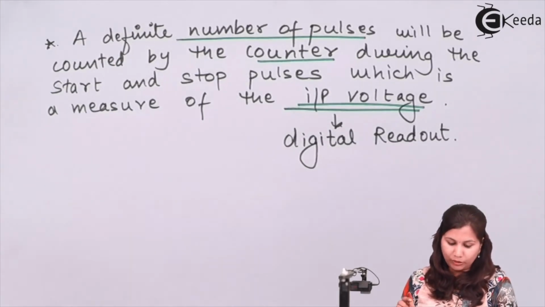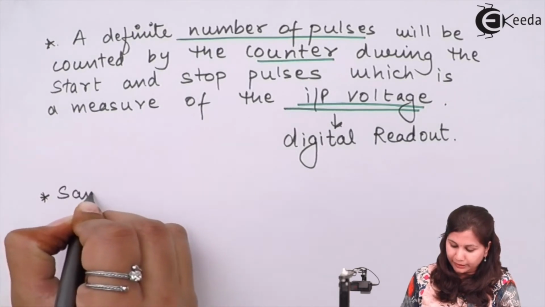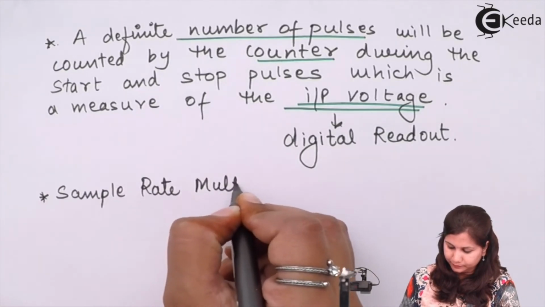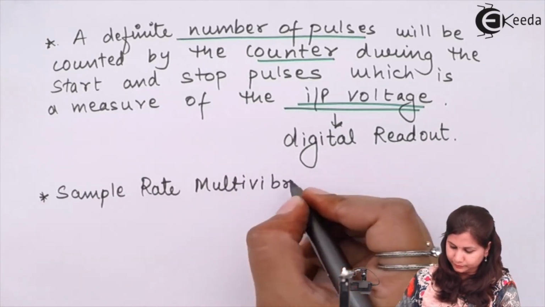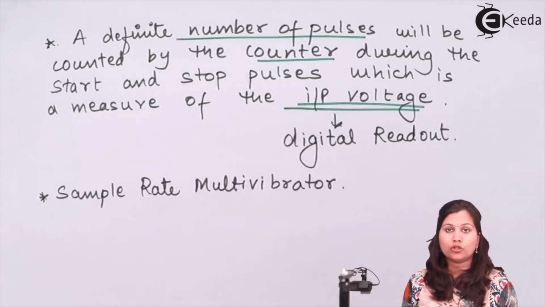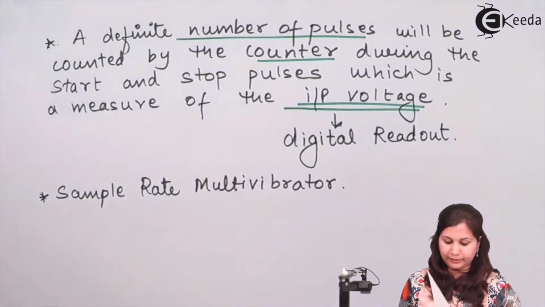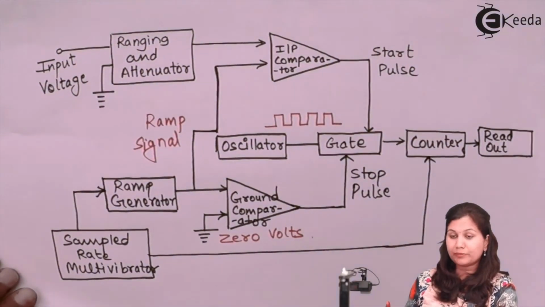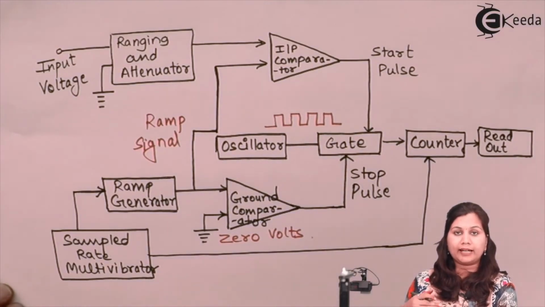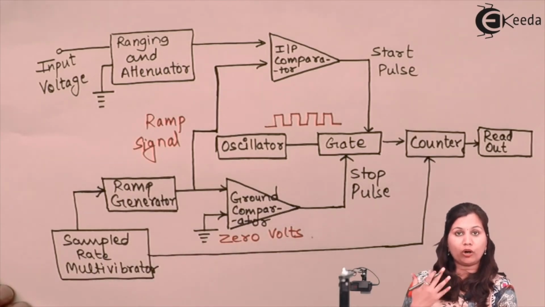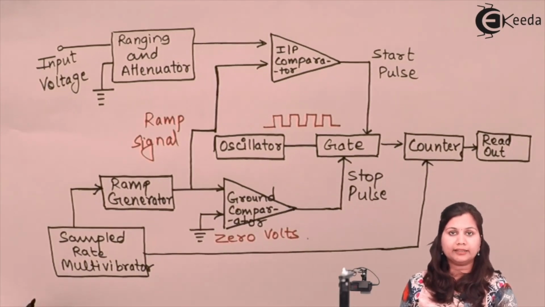Now in the block diagram you have seen that there is a sample rate multi-vibrator also. So what is the use of this sample rate multi-vibrator? This multi-vibrator determines the rate at which the measurement cycles are initiated, that is, at what time interval these measurements, whether the ramp voltage is equal to the input or equal to 0 volt, are being done.